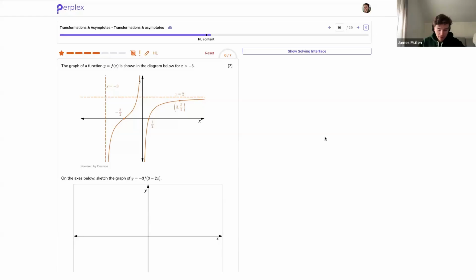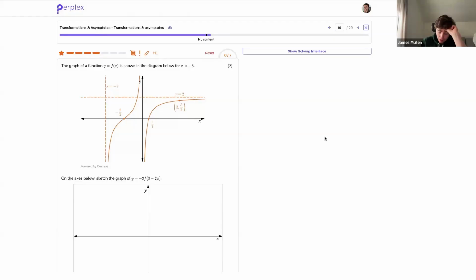So I'm shown the graph of f of x, and I see that it has a vertical asymptote at x is equal to -3, a horizontal asymptote at y is equal to 2, the x-intercepts -3 over 2 and 1 over 2, and the specific point 3 comma 5 over 3. Okay, so this is a lot of information, and we have a complicated transformation to do.